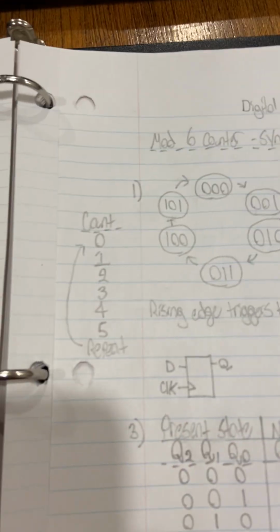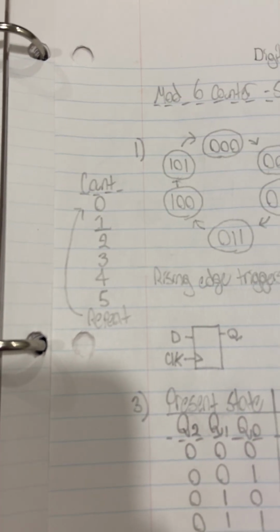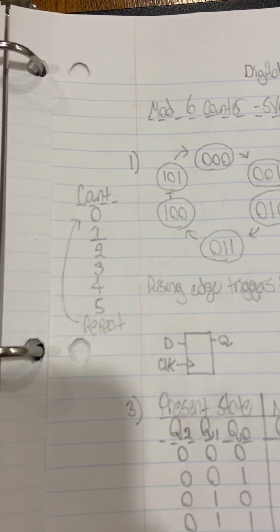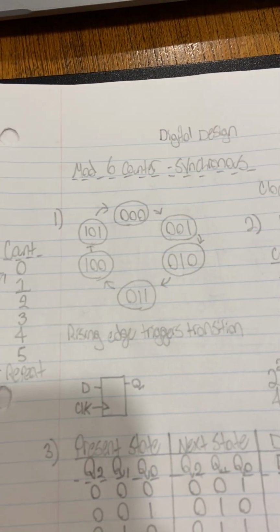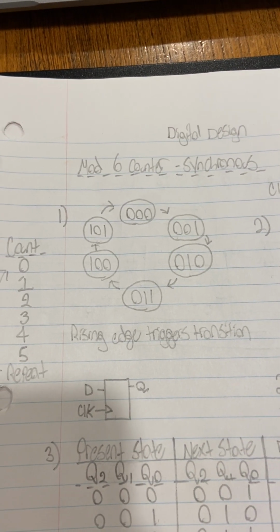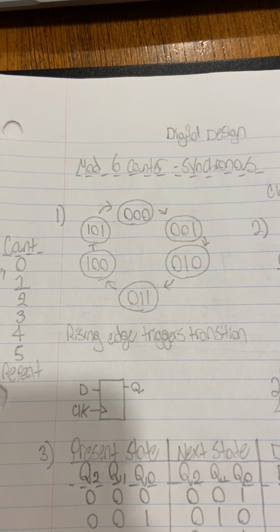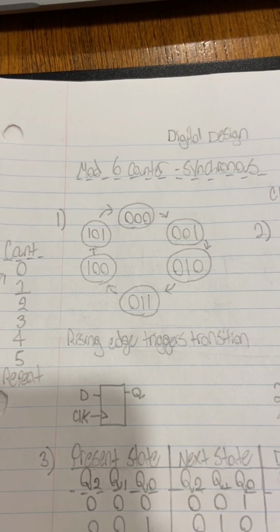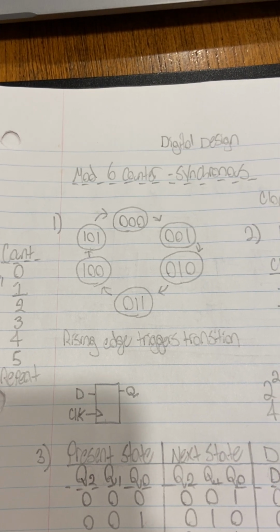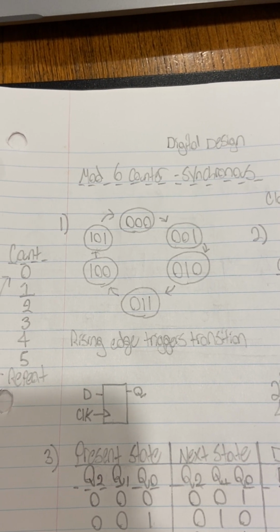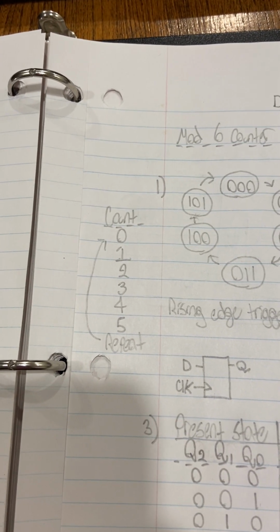So first off, we want a count sequence in binary that goes from 0 to 5. So there are 6 states, 0, 1, 2, 3, 4, and 5, and then it repeats. What we're going to do first is create a diagram that goes through that count sequence within binary. So our first state is 000, representing 0. Then we're going to go 001, 010, 011, 100, and finally 101. All of these different states are binary representations of the count that's shown over here.